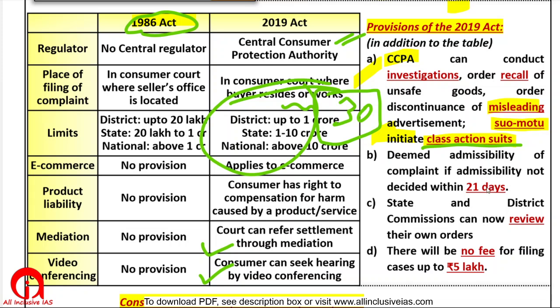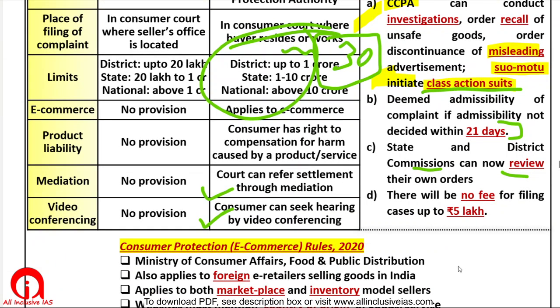Once you file an application, within 21 days it has to be decided whether they are admitting this application or not. District and state commissions can review their own orders. Suppose you have purchased a mobile phone worth 10,000 rupees. It was faulty, the company is not exchanging it, and you went to the consumer forum. So the value in question is 10,000 rupees. For such small amounts, up to 5 lakh rupees, you don't have to pay any fee.